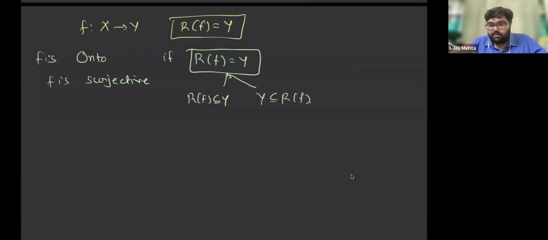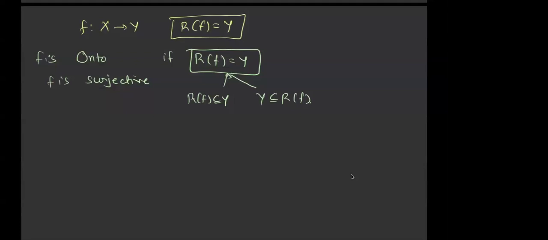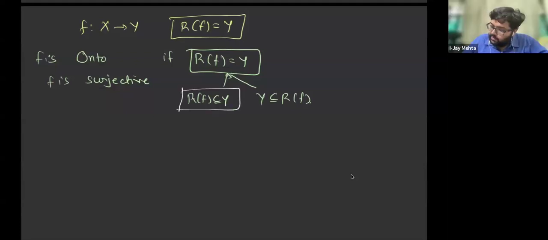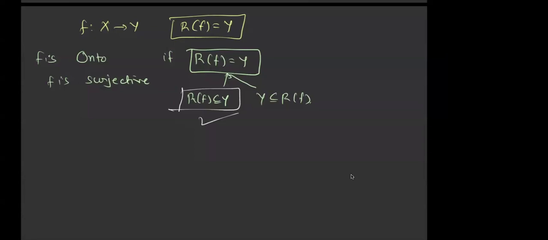Again, same thing. What do we know? Only we have to be smart now. We cannot just check both every time. We have to be smart. So Sonali, we know this range of f is a subset of y. Subset of y. So we need to show only this.